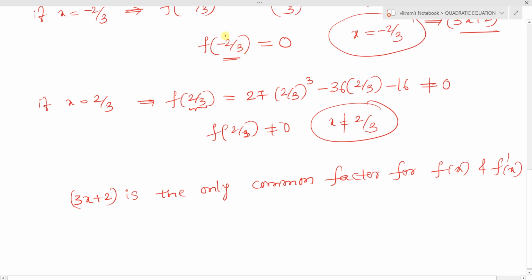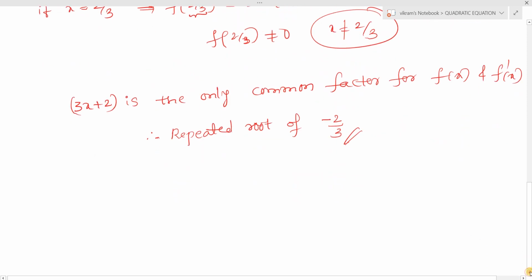So minus 2/3 is a root of f of x as well as a root of f dash of x. Then 3x plus 2 is a common factor of f of x and f dash of x. Therefore, the multiple root, or the repeated root, of this cubic equation is minus 2/3.